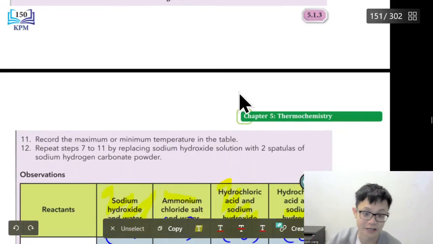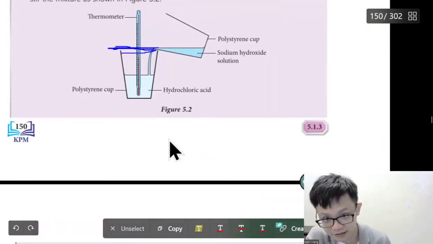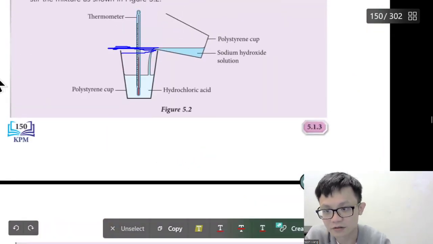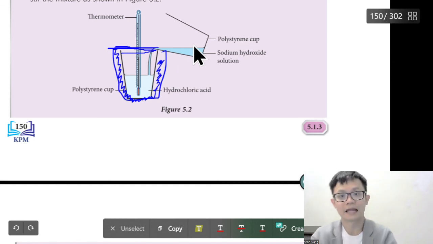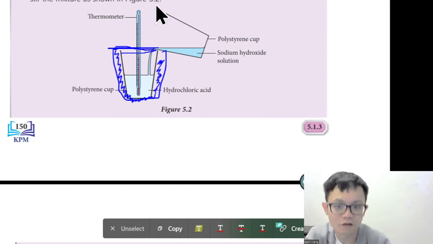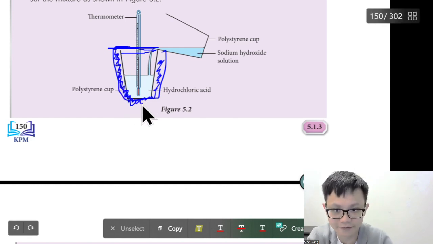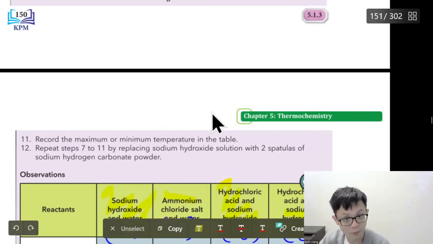For PT3 and SPM, using lagging is actually also true, but I think it's for IGCSE. Because I'm teaching IGCSE also. Actually, it's quite similar. Lagging means I put something to block it here. Maybe I put cotton, and then I take something to wrap the cotton. So the heat loss from the cup is lesser. Of course, it's best if you do it like this: you use lagging and you close the lid. By doing so, you can increase the temperature and it will be more accurate.